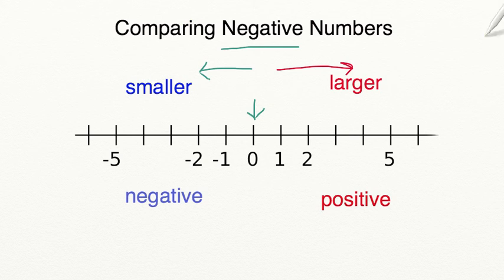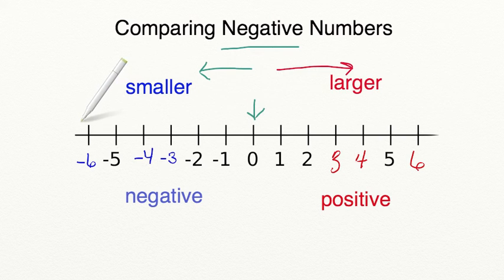Let's go ahead and fill in the rest of this number line. We're going to start with our positive numbers first. We have 1, 2, 3, 4, 5, 6. Each time we move one place to the right, our number is getting larger. Let's go ahead and fill in our negative numbers. We have -1, -2, -3, -4, -5, and -6. So just like we counted up with our positive numbers, we're counting down with our negative numbers.